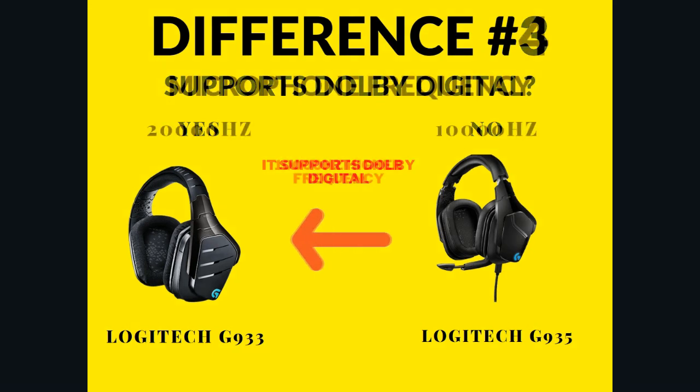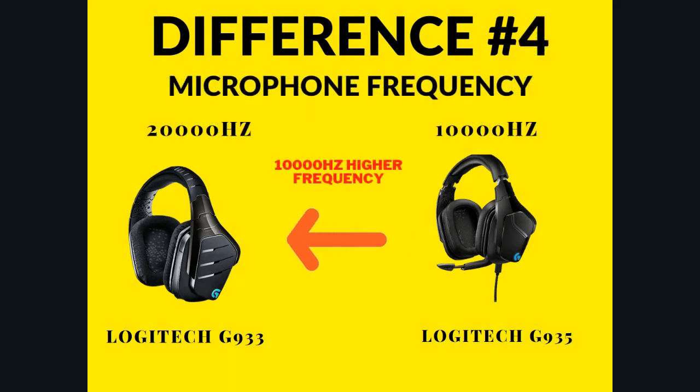Difference number 4, microphone frequency. Logitech G933 has 20,000 Hz of frequency, whereas Logitech G935 has 10,000 Hz of microphone frequency, which makes Logitech G933 a 10,000 Hz higher frequency headphone than the other one.